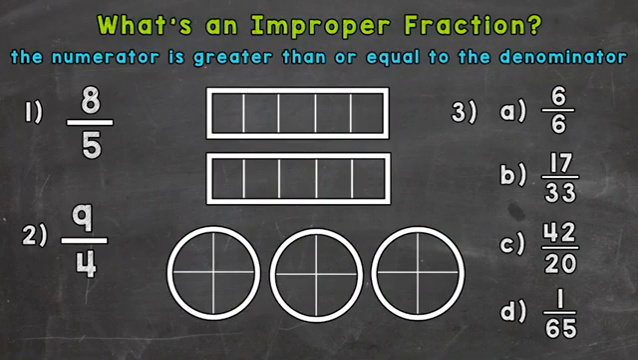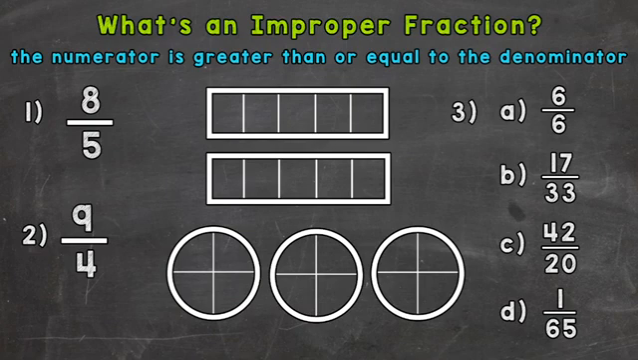In this video, I'm going to cover improper fractions and what they are. Now, when it comes to improper fractions, these are fractions where the numerator is greater than or equal to the denominator. So the top number is greater than or equal to the bottom number. Improper fractions hold a value equal to or greater than a whole. So let's jump into a few examples here to help us better understand improper fractions.